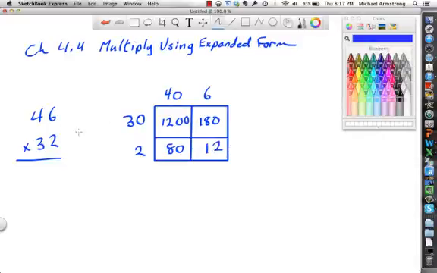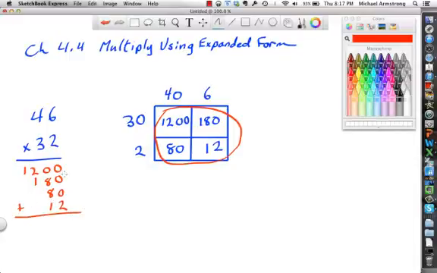Okay, and then I'm going to come back over here and record all of these answers and add them together. So I've got 1200, 180, 80, and 12. And I need to make sure that I've got my place values lined up. All the ones places, all the tens, the hundreds, and the thousands lined up so that my twos are lined up with the other ones places like this.